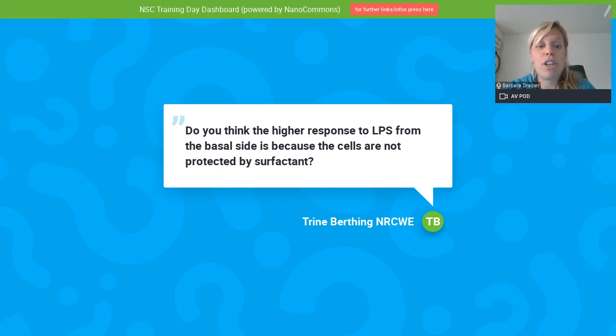Okay, interesting question about the surfactant. It might be, but it's also the fact that it's much more LPS, like the nominal dose is higher. But it might be that surfactants do protect from LPS from the top. It might be, however, I think LPS is quite soluble, so it should also go through the surfactant and come to the cells. I think so.